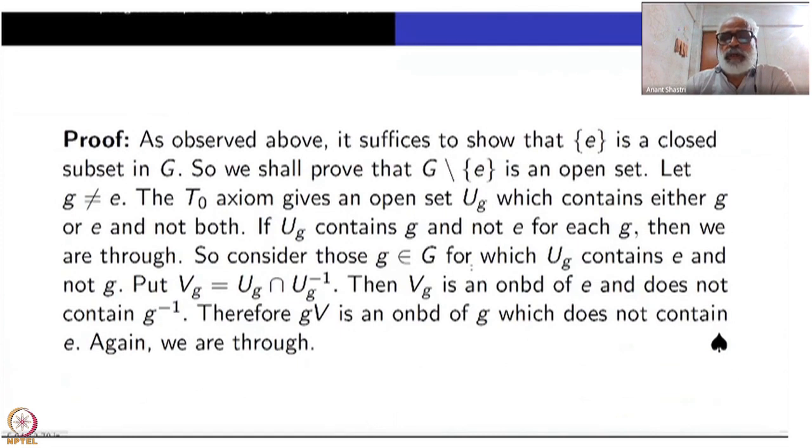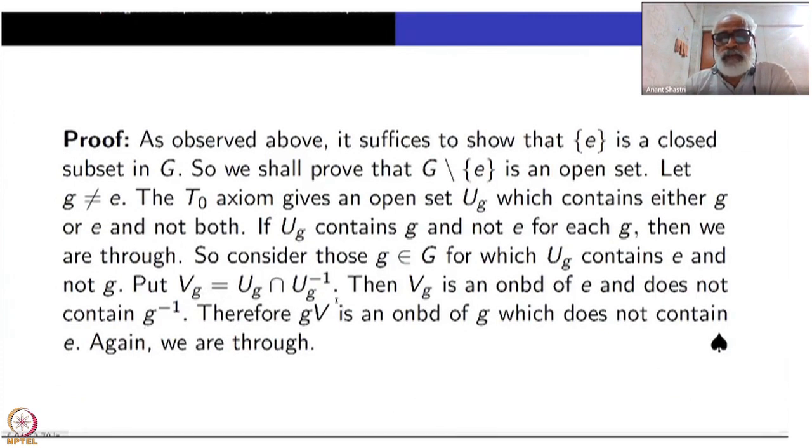So consider those g such that Ug contains E and not g. For such g, put Vg equal to Ug intersection Ug inverse. Now I assumed that Ug contains E, the identity element. So Ug inverse, the image under inversion, will also contain E. Inverse is just the image under symmetry, inverting all the elements. So E will be there in both of them. So Vg will be a neighborhood of E.